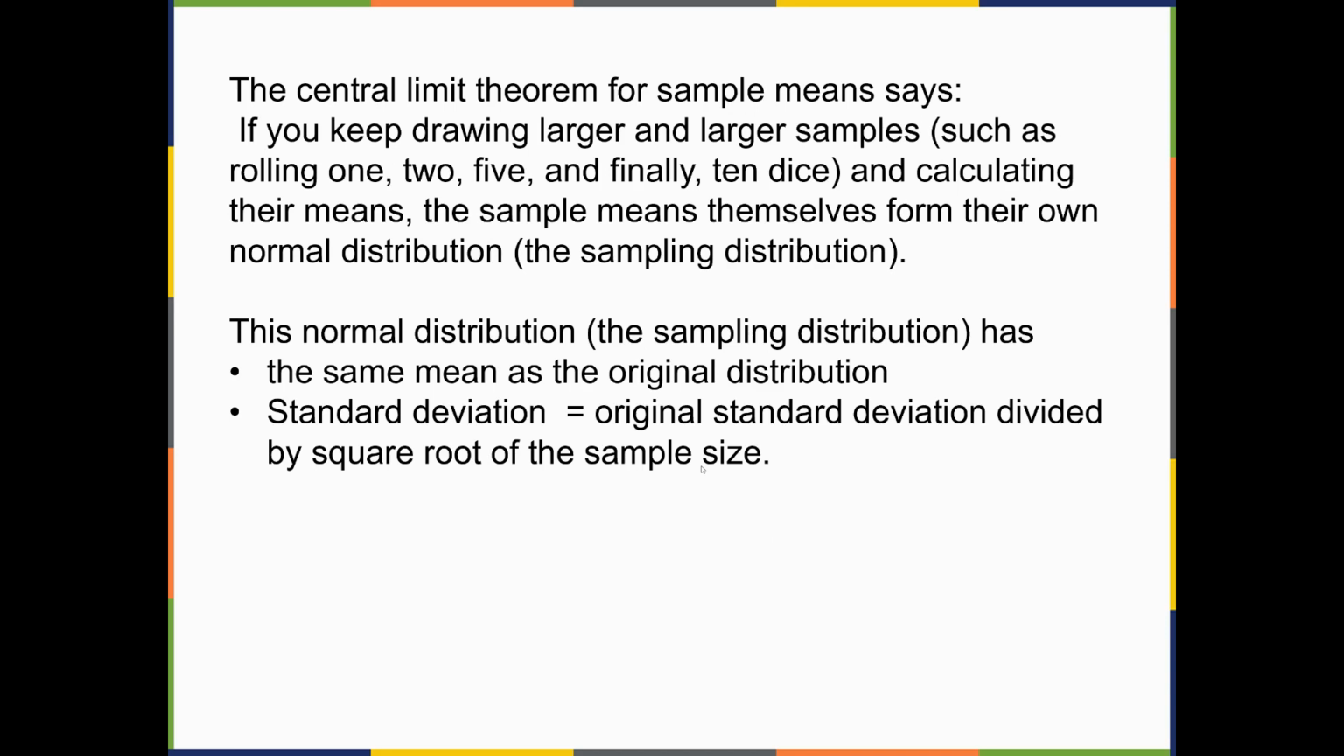So this is the central limit theorem, and what it says is that if you keep drawing larger and larger samples and calculating their means, the sample means themselves will form a normal distribution. And this normal distribution, the sampling distribution, has the same mean as the original distribution, and its standard deviation is the original standard deviation divided by the square root of your sample size.